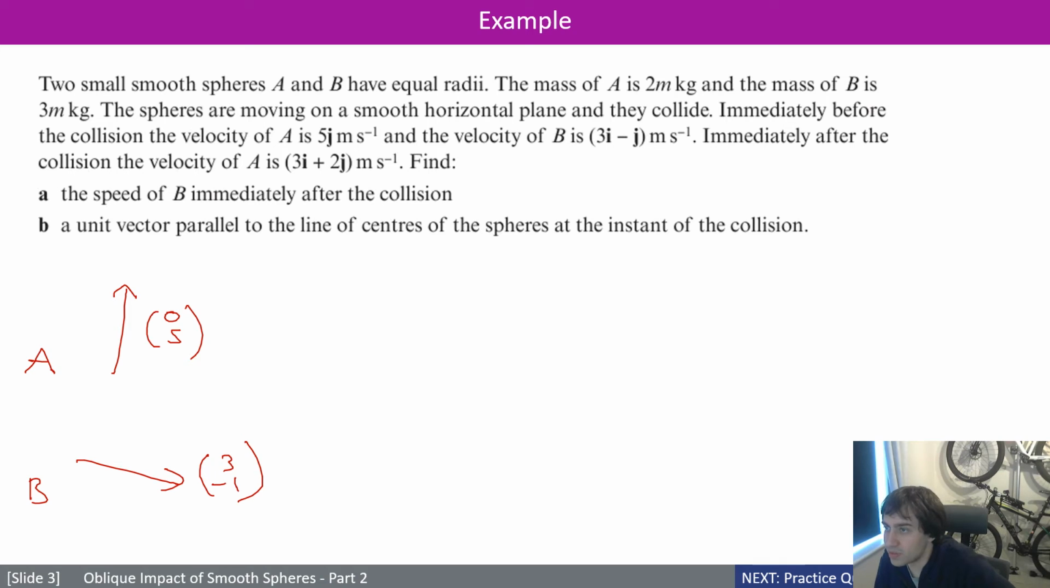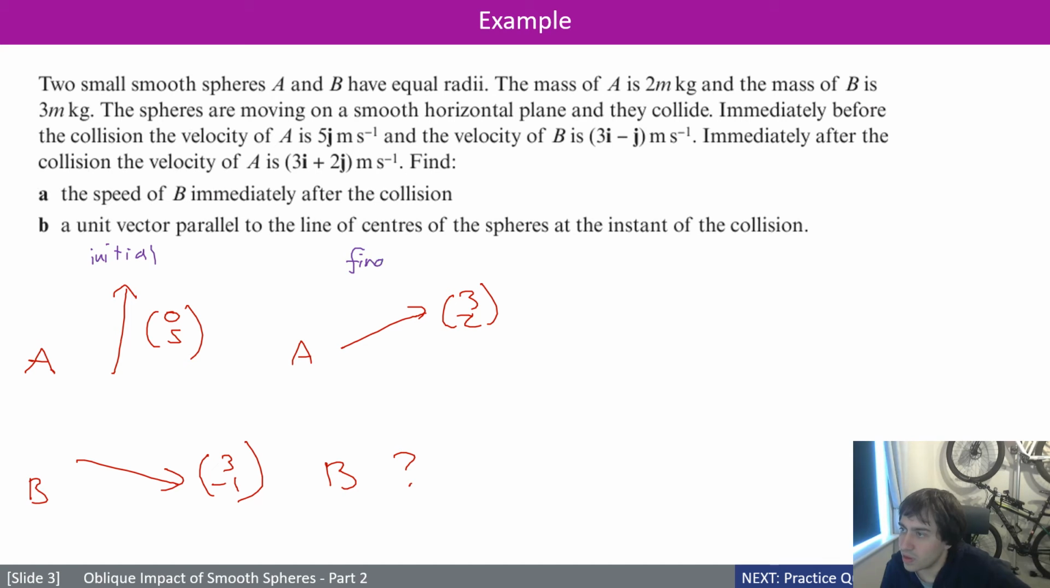Immediately after the collision, A has a speed of 3 and 2, so something like this. Okay, and then B is unknown. Okay, and that was our initial, and that was our final. Okay, so what I'm saying is we don't know how they hit each other. We could make up anything that uses these two vectors, right?